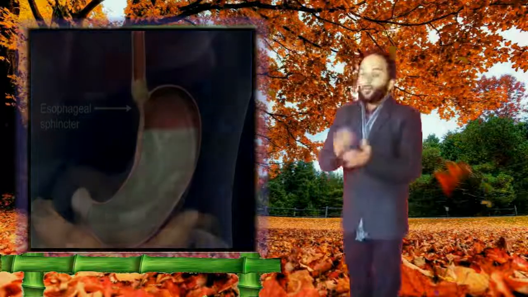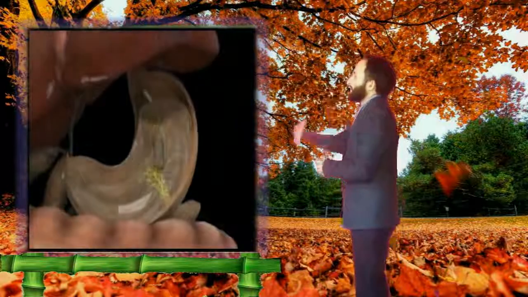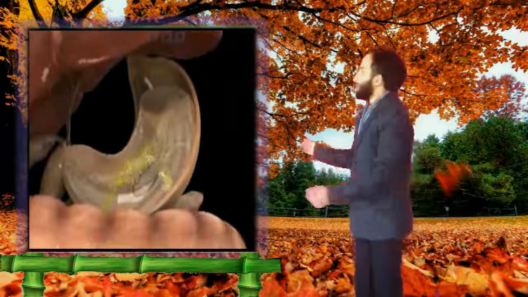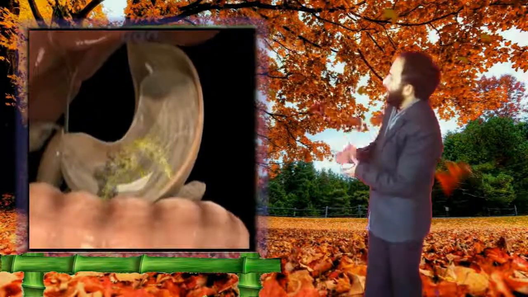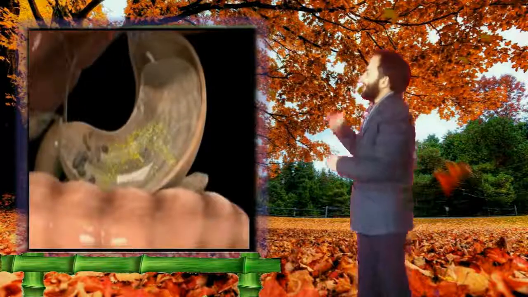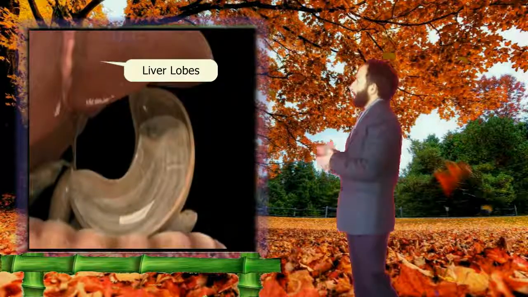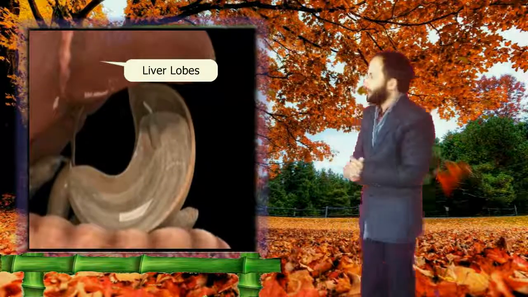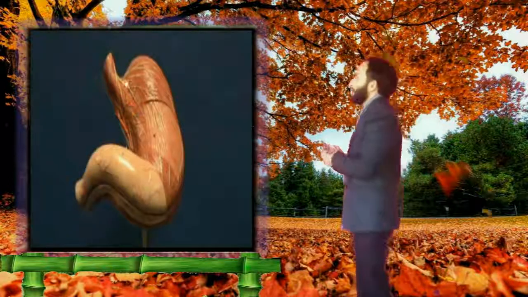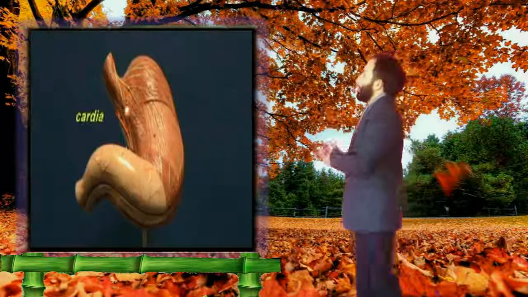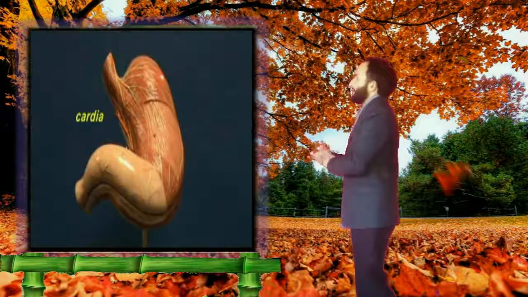Now, if we look towards the stomach, it is an elongated sac. It lies below the diaphragm in the upper part of the abdominal cavity with liver lobes. It is divided into 3 parts. The first part is caudate. Caudate is the left broad upper part.